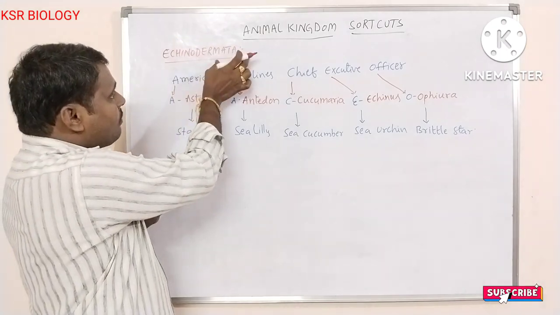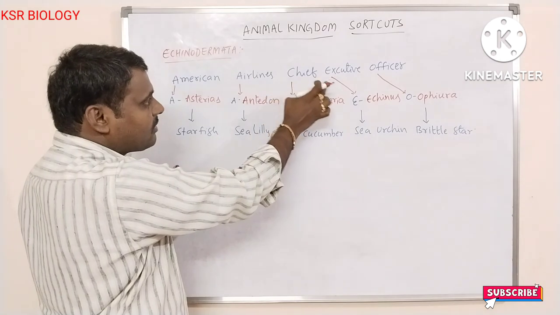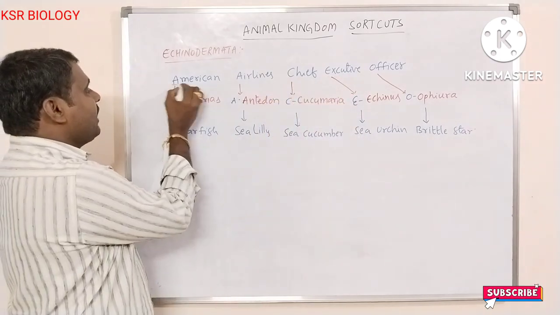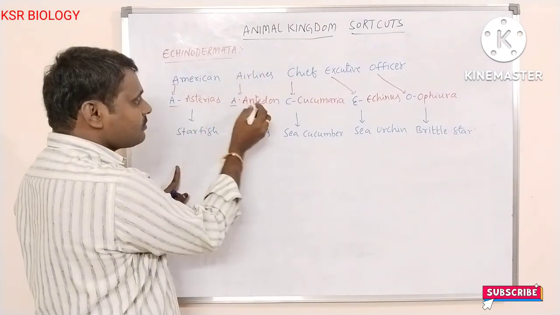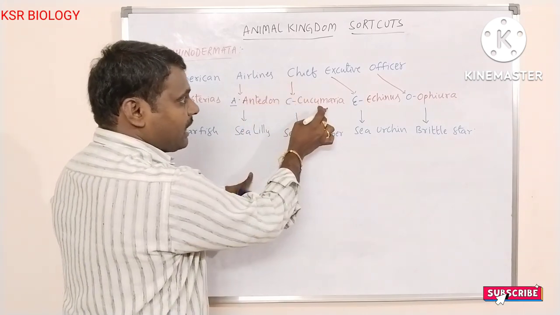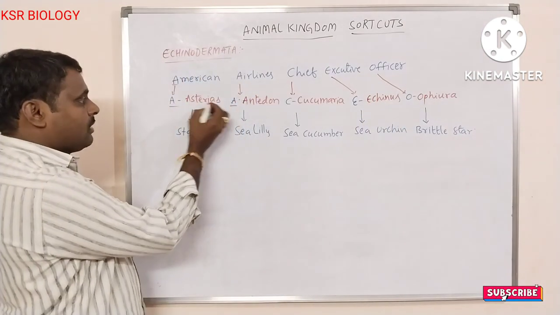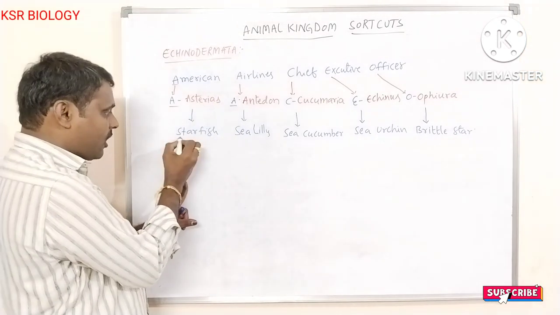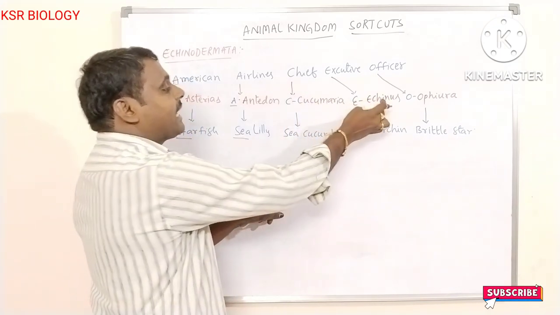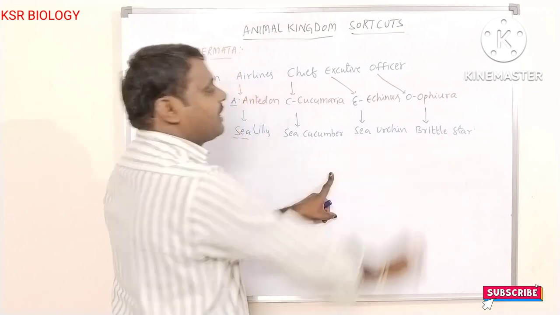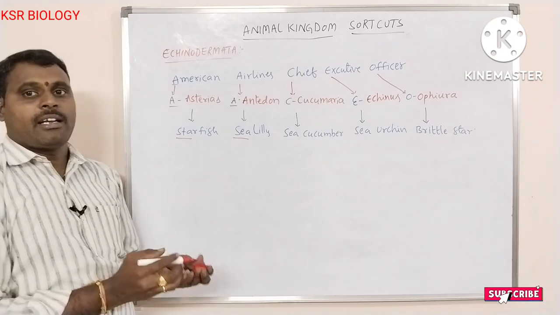The examples of Echinodermata we can remember with the help of a simple statement, that is American Airlines Chief Executive Officer. Here, A stands for Asterias, again A stands for Antedon, C stands for Cucumaria, E stands for Echinus, O stands for Ophiura. The common name of Asterias is starfish, Antedon, sea lily, Cucumaria, sea cucumber, Echinus, sea urchin, Ophiura, brittle star. So these are the examples and their common names of Echinodermata.